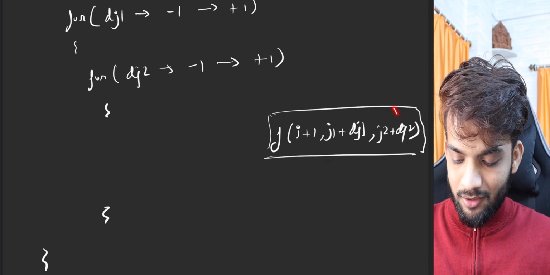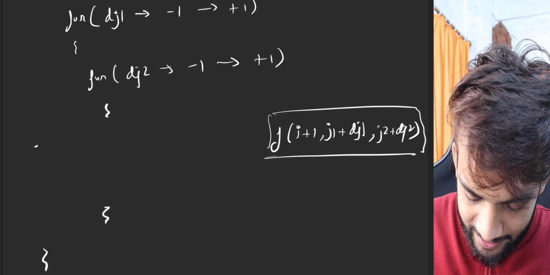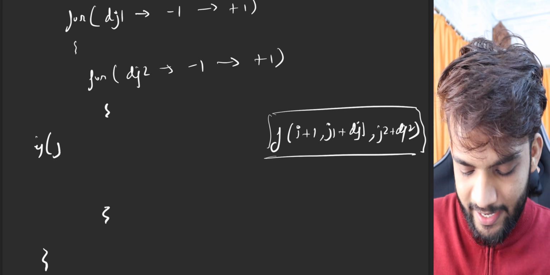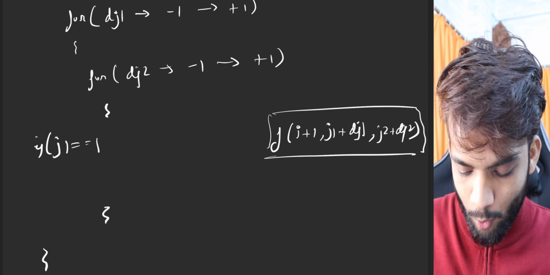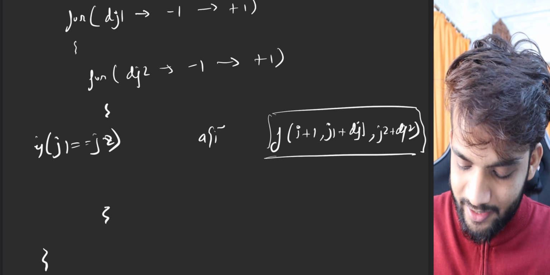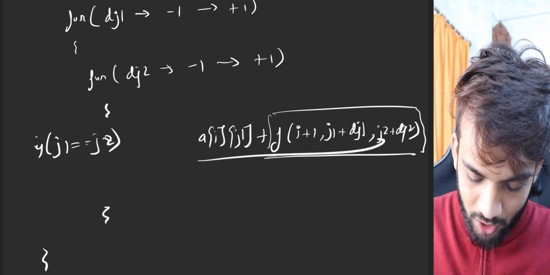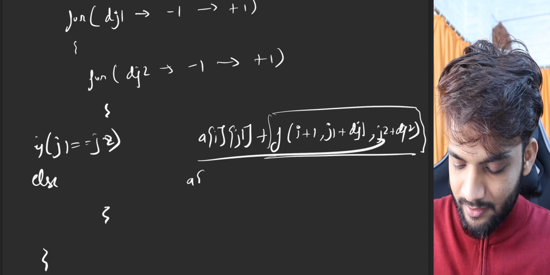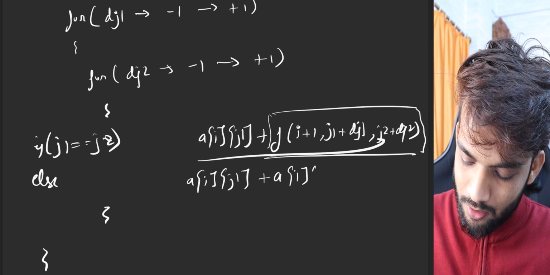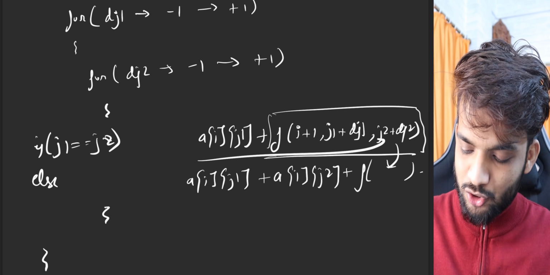Now this will be the state, when you are at the current cell. If j1 and j2, Alice and Bob, are both at the same cell, then you will just add it once. And if they are not in the same cell, then Alice's cell plus Bob's cell gets added to the same function. It will be the same function call.